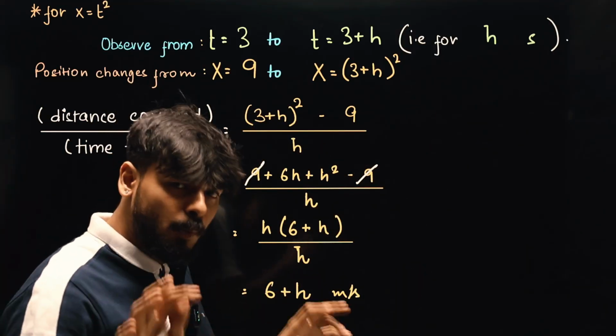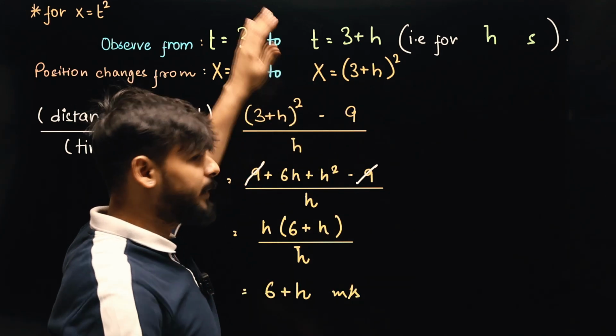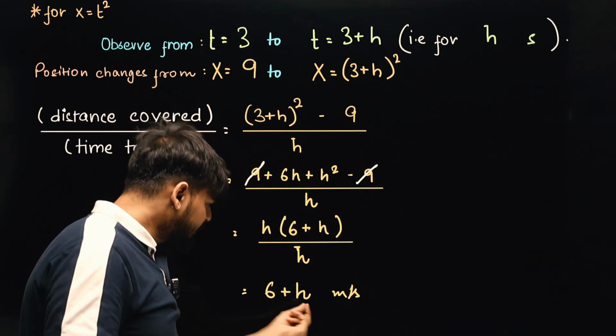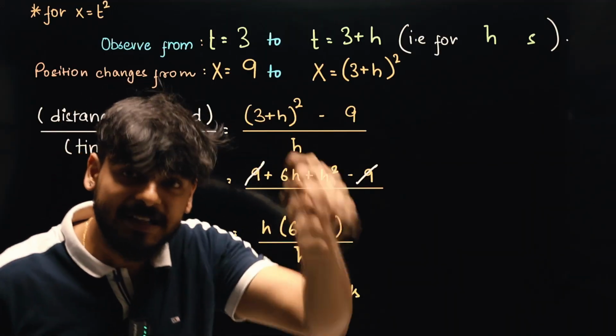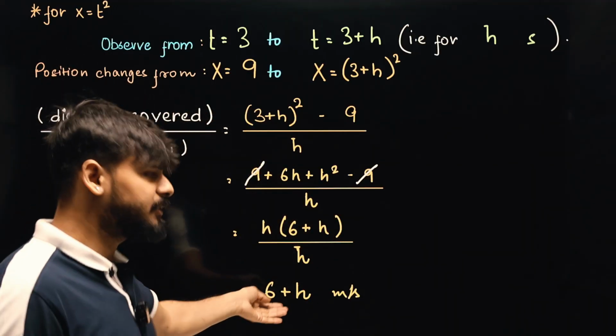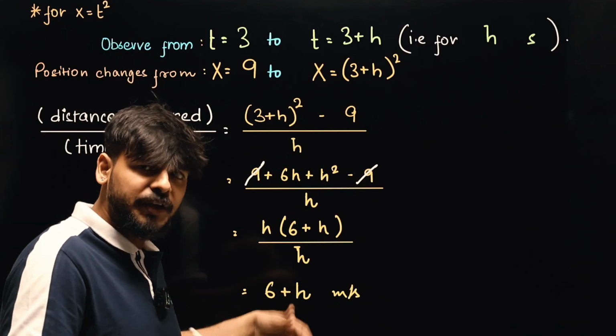Almost 0, right? So now we can say that the best answer for the speed at the third second would be when this h turns to almost 0. And so we can say that the speed at the third second is exactly 6 meters per second, since we can ignore the h, arguing that it's very small.